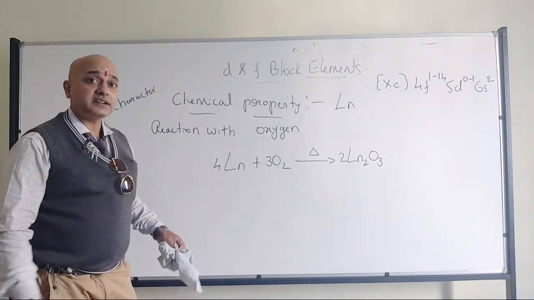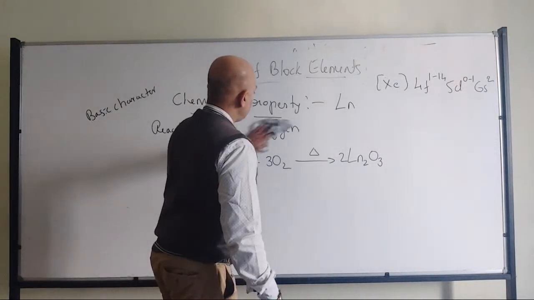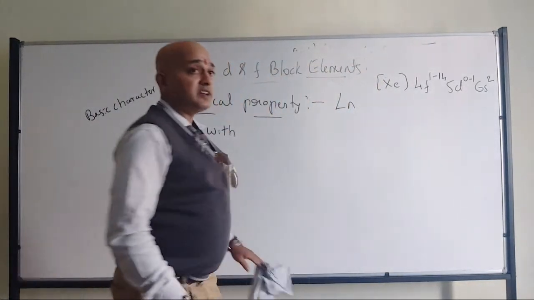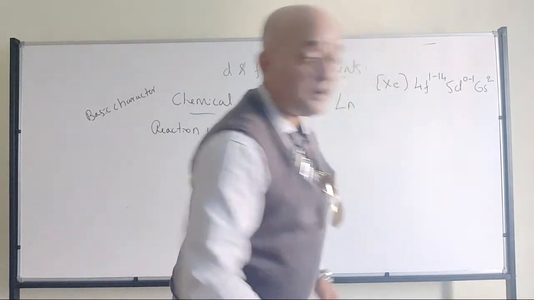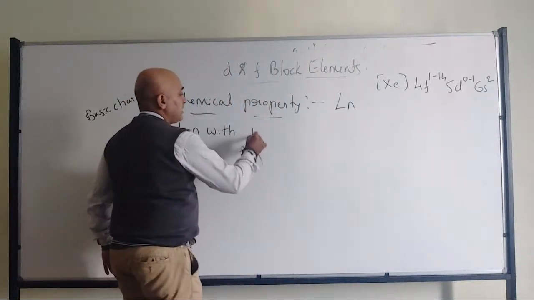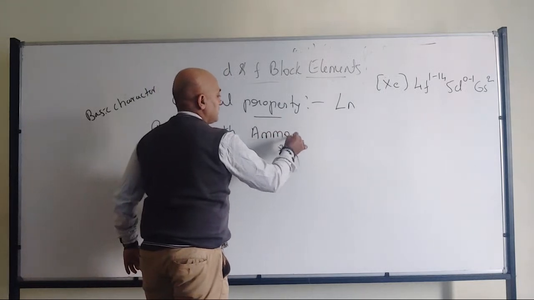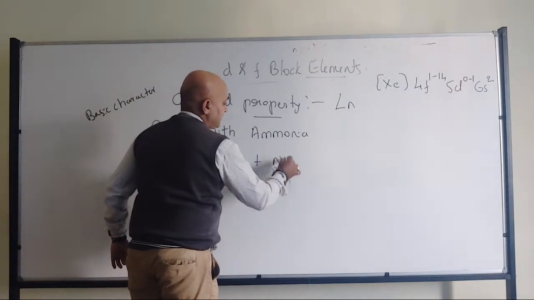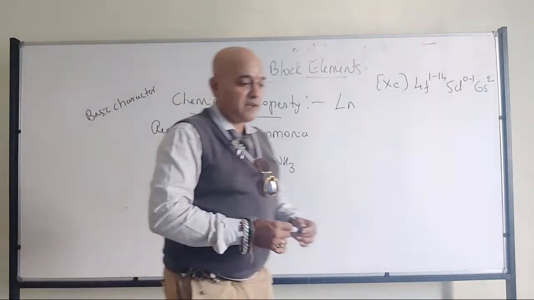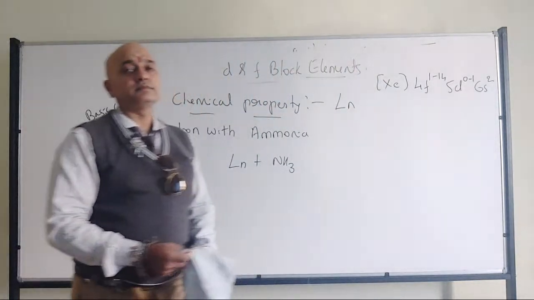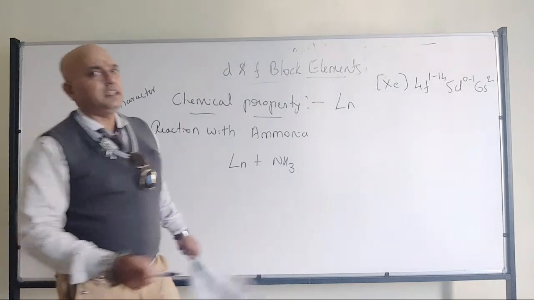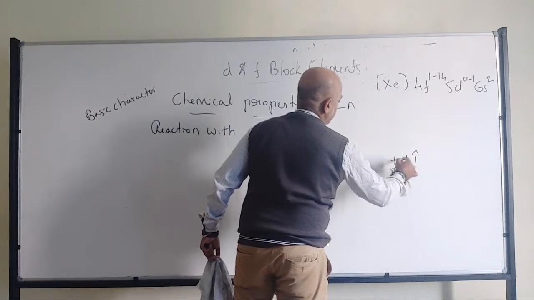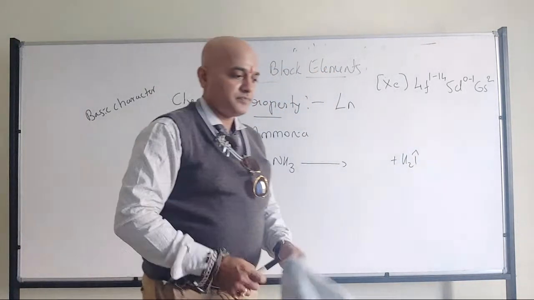Now the last one we are going to discuss. All these are similar in character to that of the metals, alkali metals and all. Same type of character. Okay? So the last one is reaction with ammonia. So lanthanides, when treated with ammonia, what can happen? I will give a hint by writing one of the products. One of the products will be hydrogen gas.